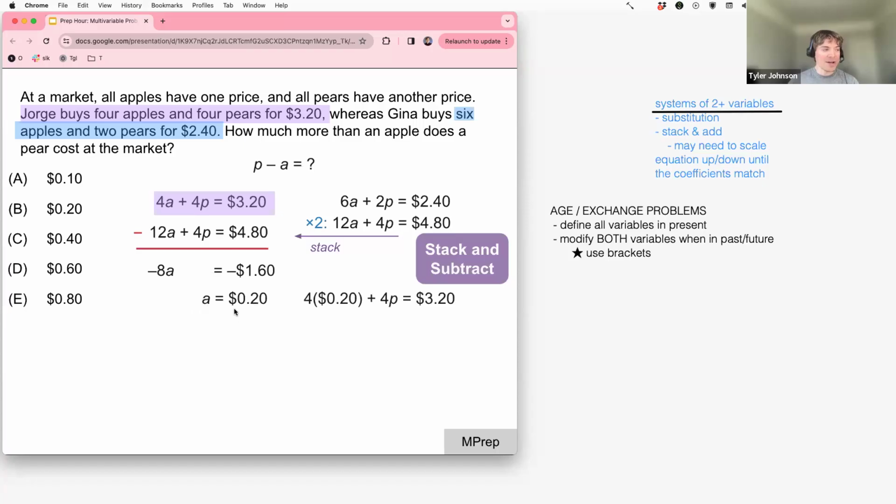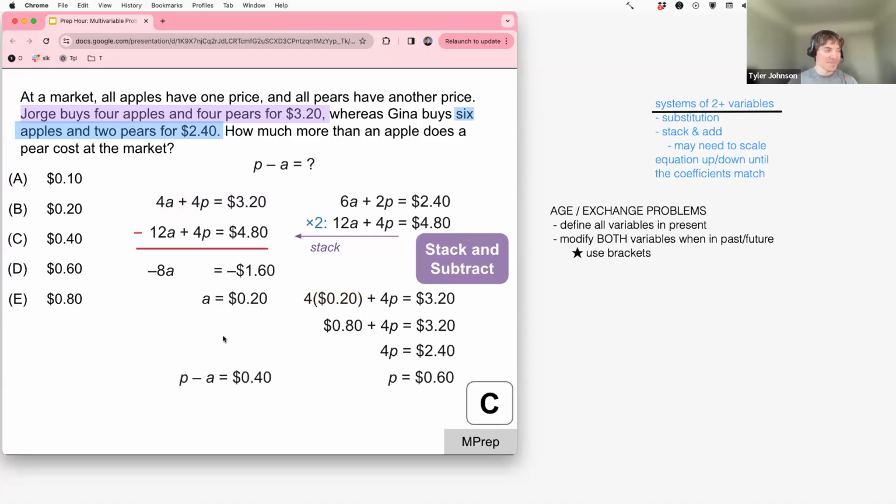Now to find the pear amount, I can plug that 20 cents in to this equation right here. Solve out for p, and I'll get 60 cents. So the difference between them is going to be 40 cents. And I know the answer is C.